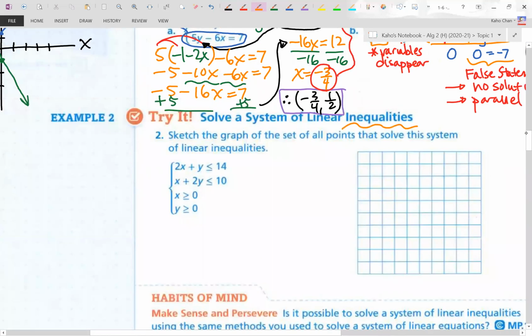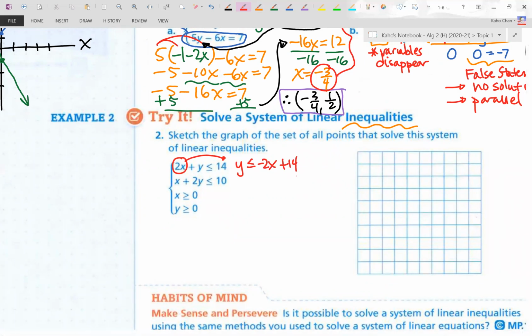We have 4 lines, in this case, inequalities. We need to isolate the letter y in the first 2. Let's do that. Now I notice there's a 2x. I need to move that 2x to the other side. When I move it, I'm going to have to subtract it, and that'll give me y is less than or equal to -2x plus 14. Aha! There's my first inequality.